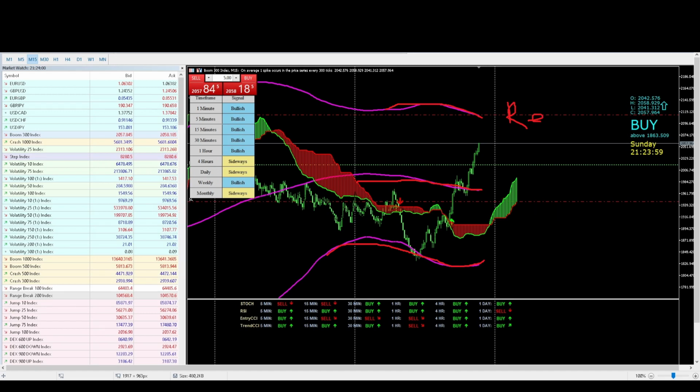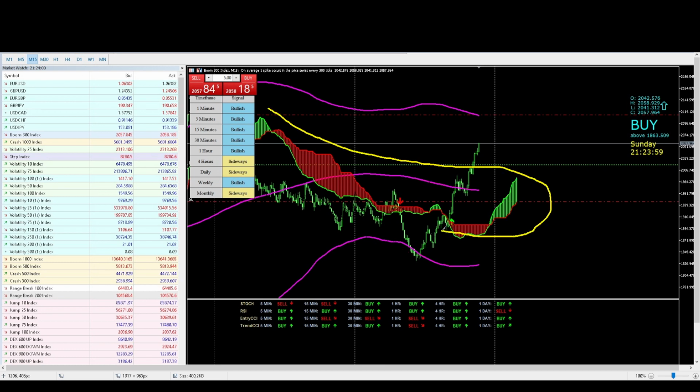And then the fifth indicator is this cloud right here, this red one which turns to green. This also indicates the trend of the market. If the price is moving underneath this cloud and it's red, it means that we are in a downtrend. If the price is above this cloud, it means that we are in an uptrend.